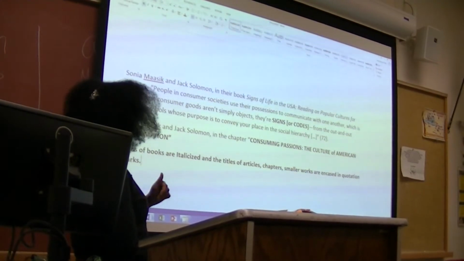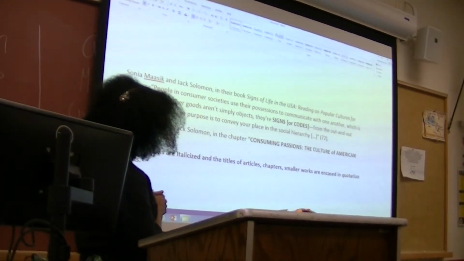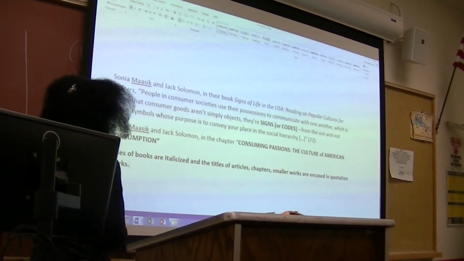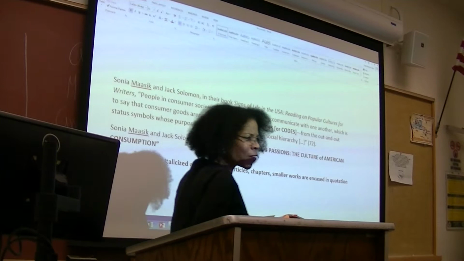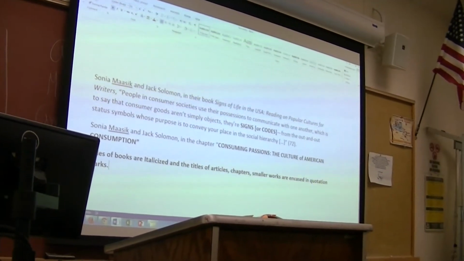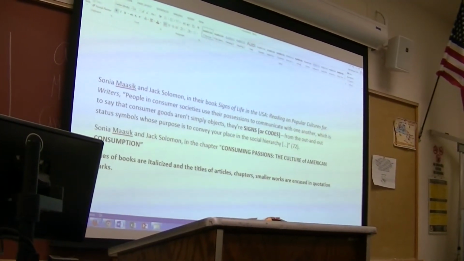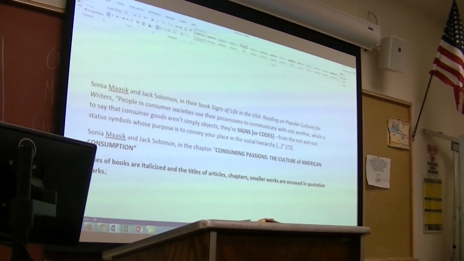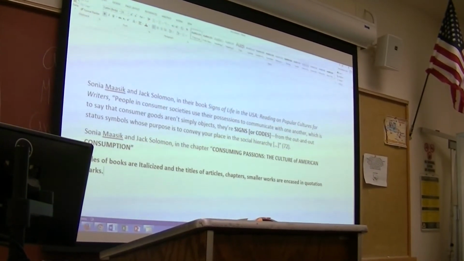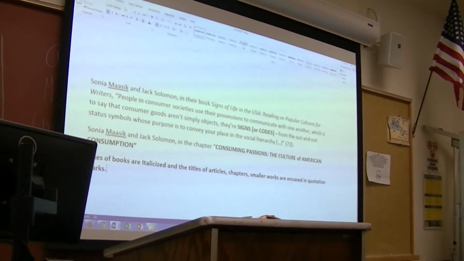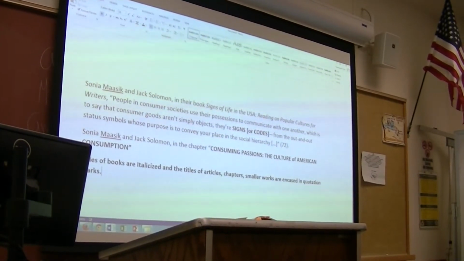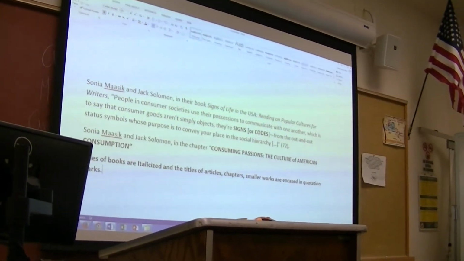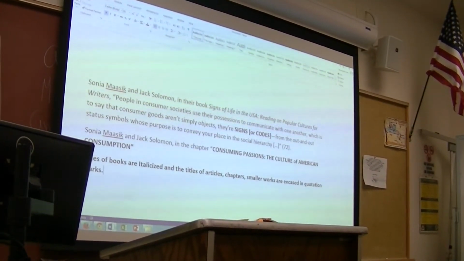Okay. Now, so Sonia Mazik and Jack Solomon, in their book, Signs of Life, Readings and Popular Culture for Writers, then we go into the quotation, right? But we need a verb. So now you've got a box on your page 406. Look at that box. Now it says verbs and signal phrases, because we're creating a signal phrase, right? And a signal phrase marks the boundaries between your words and someone else's. Okay? So now let's put a verb in there. What do we want to use? What do you see? Just read some of them out.